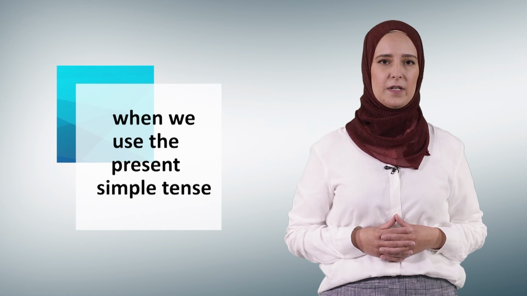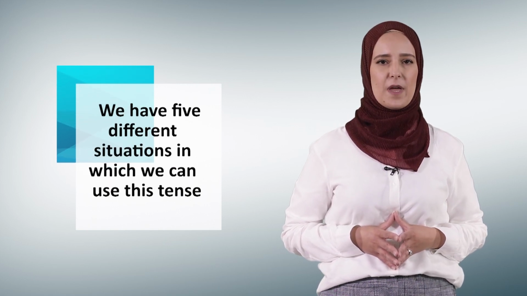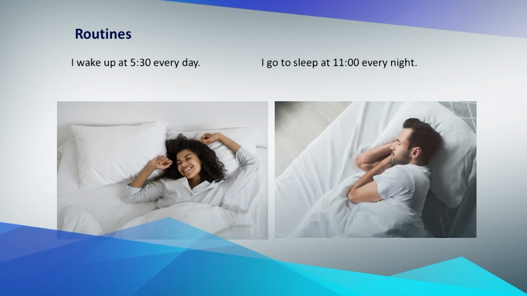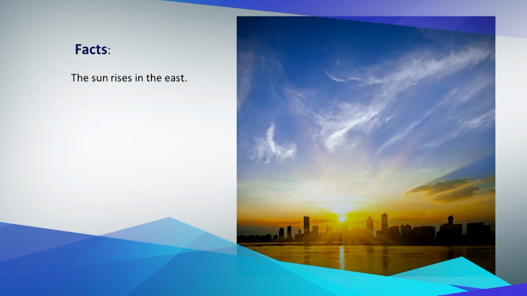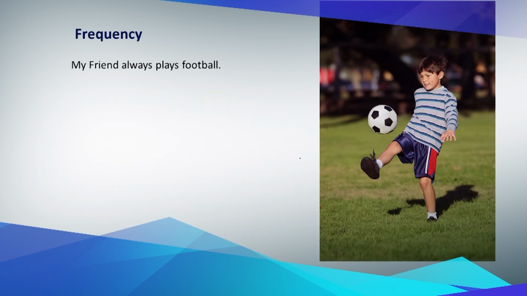Now, let us look at when we use the present simple tense. Are you ready? We have 5 different situations in which we can use this tense. Let's go through them one by one. Permanent cases like, we live in Nablus, she works at a bank. Routines like, I wake up at 5:30 every day, I go to sleep at 11 every night. Facts like, the sun rises in the east. Schedules like, the train leaves at 10:15. The bus leaves at noon. Frequency, my friend always plays football.